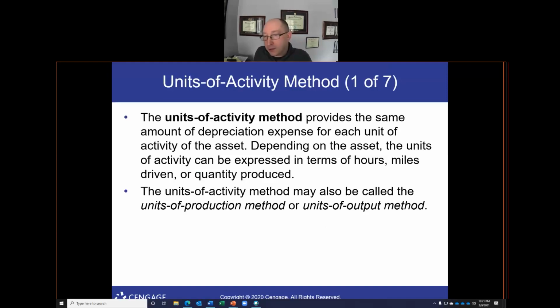Now let's move on to the next method of depreciation called units of activity. Units of activity. This provides the same amount of depreciation for each unit of activity of the asset. It depends on the asset and the units of activity expressed in terms of hours, miles driven, or quantity produced. Units of activity is also called units of production or units of output. They all mean the same thing. You know how us accountants like to use the same different word for the same meaning, right? So you have units of activity is the same as units of production or units of output.